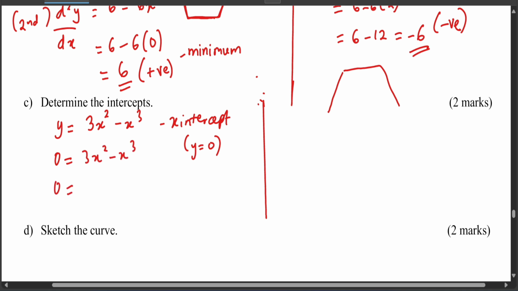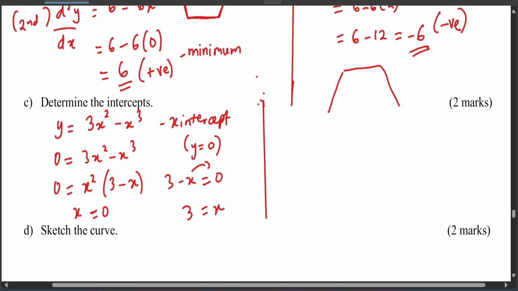Now let's try and factorize it. So the common factor here is x squared, into bracket 3 minus x. So if you equate the first one, x squared, to 0, obviously your x will just be 0. So your first value of x is 0. Now for the other value, we have 3 minus x. If you equate it to 0, then the value for x will be 3. So basically you have two values.